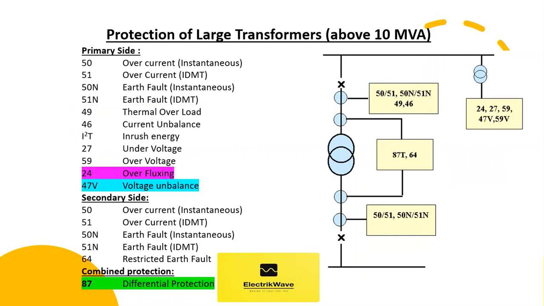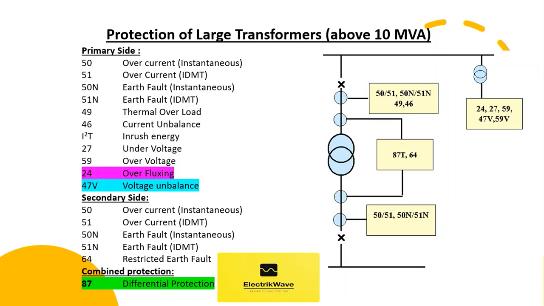Here, we will see protection of large transformers above 10 MVA. What we are talking about here are very large, bulk power handling transformers where the criticalities are very high. Consequently, more protections than those listed in the previous slide are envisaged. The extra protections are in the form of differential and overfluxing protections, which are mainly for internal faults.